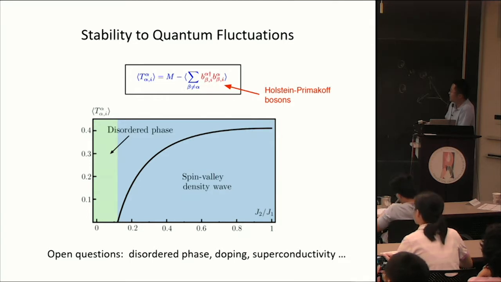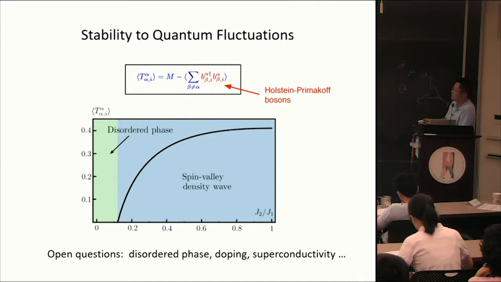That's plotted here as a function of the ratio J2 over J1. You see that when J2 is above a certain threshold, which is around 0.12, this density wave is stabilized against quantum fluctuations. While if J2 is smaller than this value, within this analysis we find that the ordered moment reduces to zero, so we get a disordered state. So this is basically the main result from the analysis of this two-orbital Hubbard model on the triangle lattice.